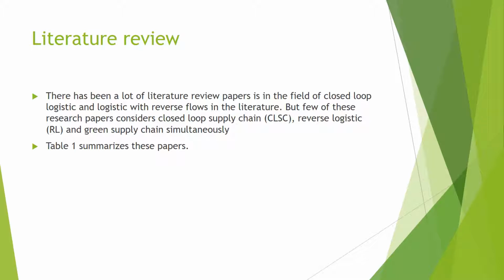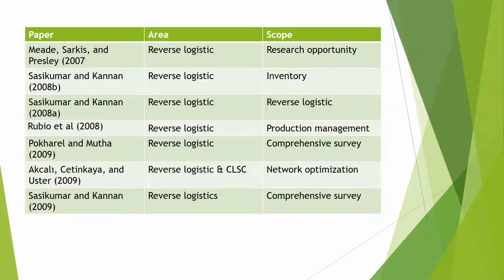Here I will explain the literature review part. There have been a lot of literature review papers in the field of closed-loop logistics and logistics with reverse flows, but few of these papers consider closed-loop supply chain, reverse logistics, and green supply chain at the same time. Table 1 summarizes some of these papers, as you can see here. This table summarizes some of the literature review studies that have been done previously. As you can see, most of them focus on reverse logistics or closed loop supply chain management. They didn't consider all of these aspects, reverse logistics, closed loop supply chain management, and green supply chain, at the same time.